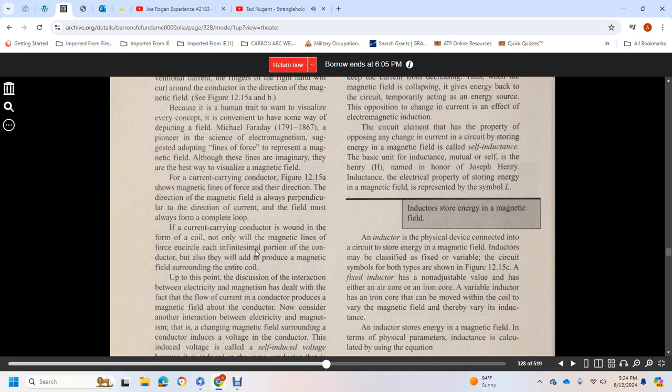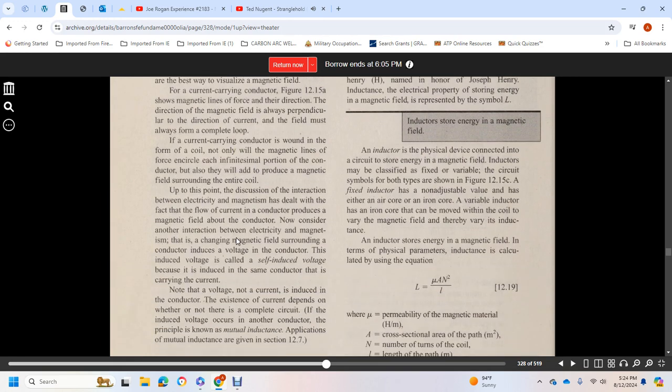When a current-carrying conductor is wound in the form of a coil, the magnetic lines form circles around each infinitesimal portion of the conductor, and together they form the magnetic field surrounding the entire coil. Up to this point in the discussion of the interaction between electricity and magnetism, we have dealt with the flow of current in a conductor producing a magnetic field about the conductor. Now consider another interaction: a changing magnetic field surrounding a conductor can induce a voltage within the conductor.